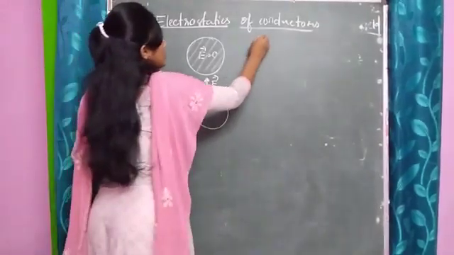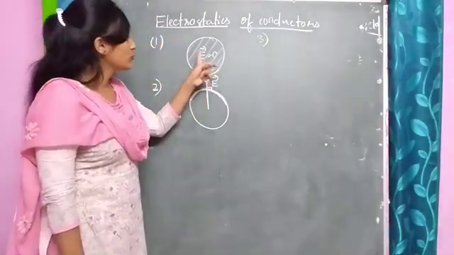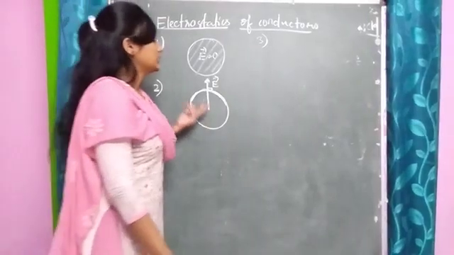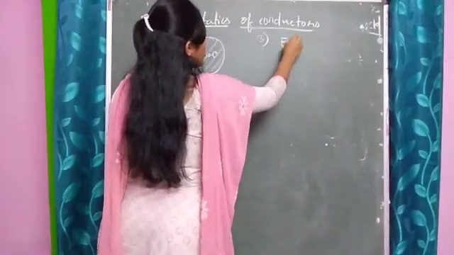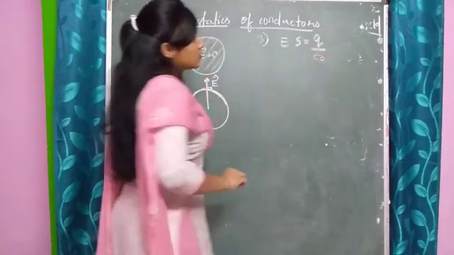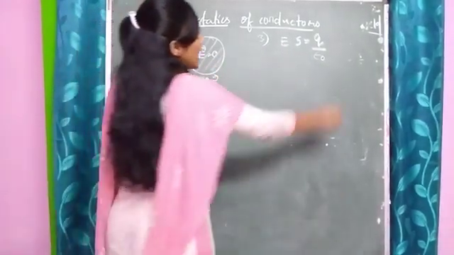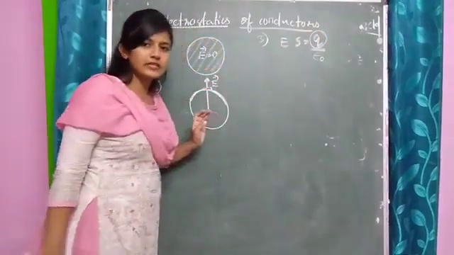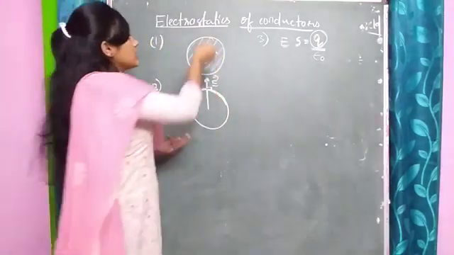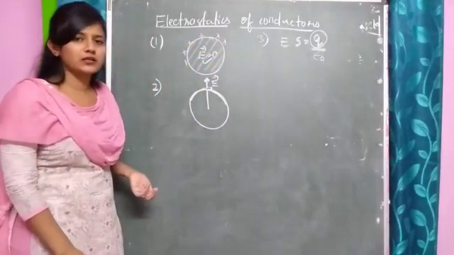Third point is that since the electric field inside the conductor is 0, according to Gauss law, E dot S is equal to Q by epsilon naught. Since the electric field inside the conductor is 0, no excess charge will reside inside the conductor. That implies that charges will remain only at the surface of the conductor.